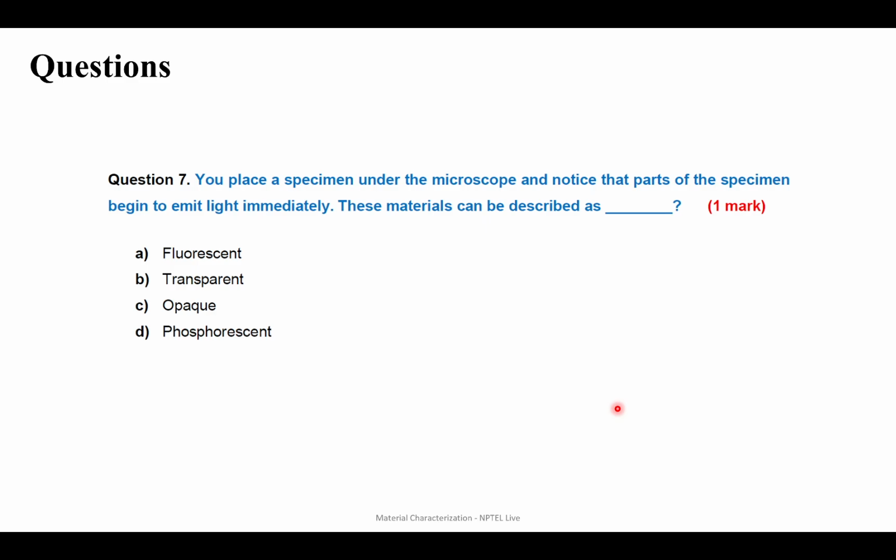You place a specimen under the microscope and notice that parts of the specimen begin to emit light immediately. These materials can be described as fluorescent, transparent, opaque, phosphorescent.